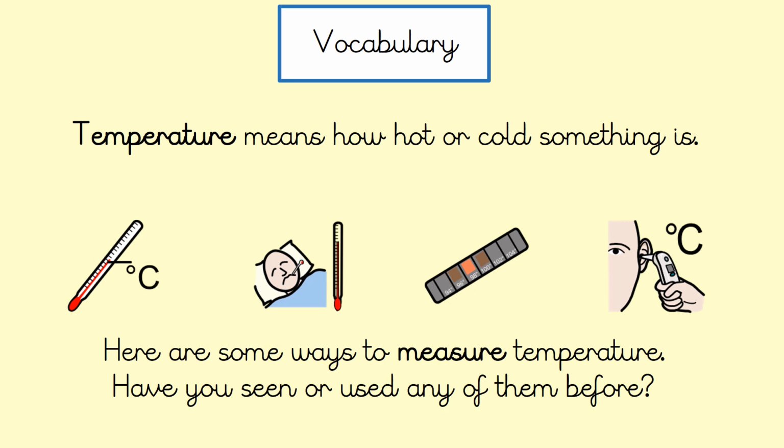Measuring means finding out exactly how much of something there is. So when we use these ways of measuring temperature, we're finding exactly how hot or cold something is. Have a look carefully at the pictures. Have you ever seen these measures in real life, or have you ever used any of them? Pause the video and have a chat to your partner.